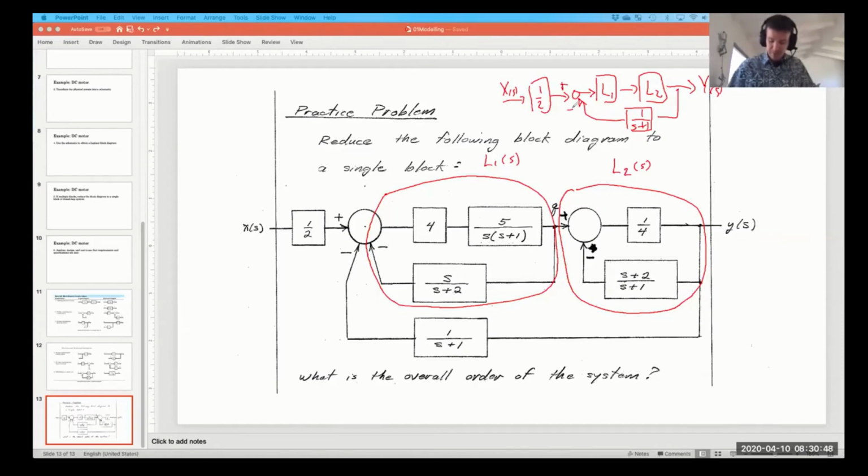So the main point is I'm giving you a preview of how the solution is going to go. If I can collapse loop 1 and loop 2 into their own single blocks, then I can iterate this block diagram reduction process. So let's get myself some new screen real estate and show you how that would go.